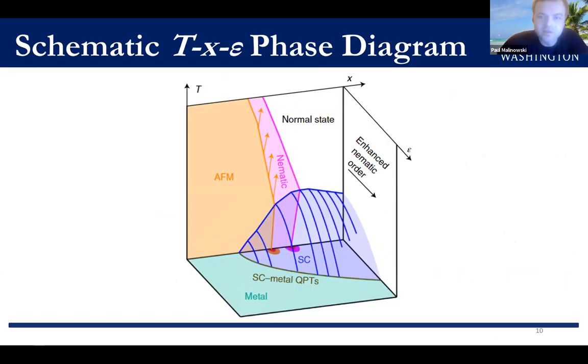So the measurements I've shown you so far suggest the following temperature, composition, strain schematic phase diagram, in which in the underdoped and optimally doped regions near the nematic and magnetic quantum critical points, TC is extremely sensitive to anisotropic strain, enhancing the broken symmetry, and in fact can generate another superconducting dome tuned by strain instead of doping.